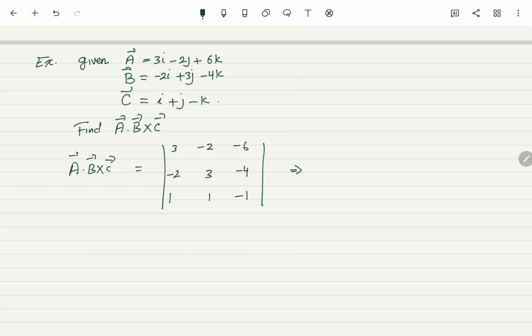You follow the same procedure. You just hide this row and this column, and the result will be equal to 3 times 1 plus 2 times 2 plus 4 plus 6 times minus 2 minus 3, and in total it's minus 15.